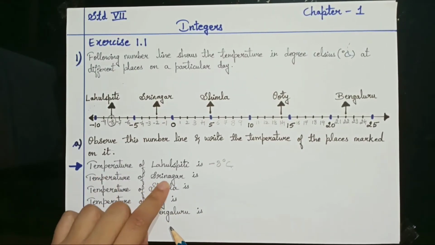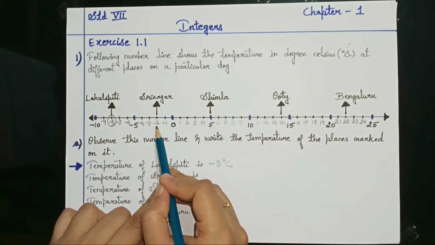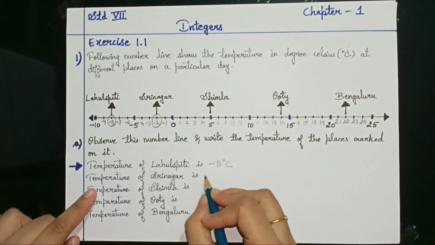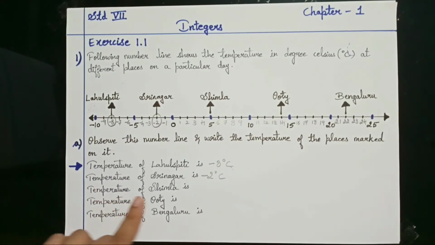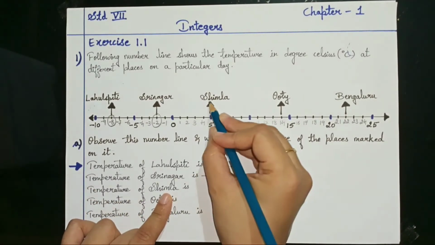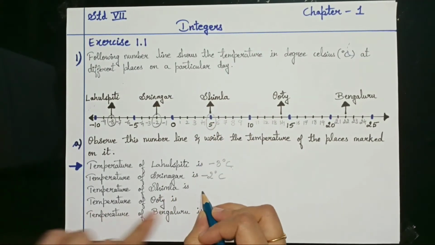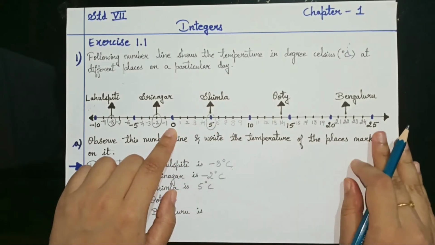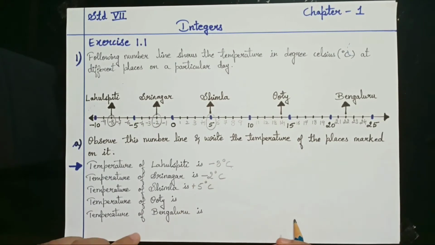Next, temperature of Srinagar. For Srinagar, what they have given here, Srinagar is indicated at -2. Right, -2. So the temperature of Srinagar becomes -2 degrees Celsius. Next, temperature of Shimla. Shimla, where they have marked 5. That means the temperature of Shimla is 5 degrees Celsius. So it's on the right hand side, correct? You can just mention, if you want, it is +5. Otherwise it's understood, just 5 means it is +5.